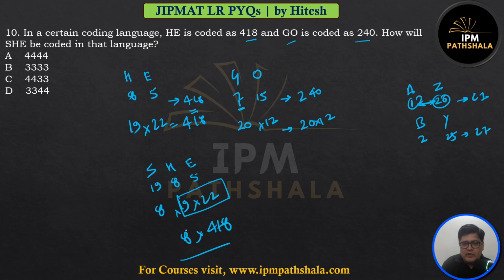into 8. So 8 into 8, 64 carried over 6. 8 plus 6, 14 carried over 1. 32 plus 1, 3, 3, 4, 4. Answer option D, Delhi. Very beautifully framed question. I was thinking, how can I convert this and this into 240? Because that is how the code is given.